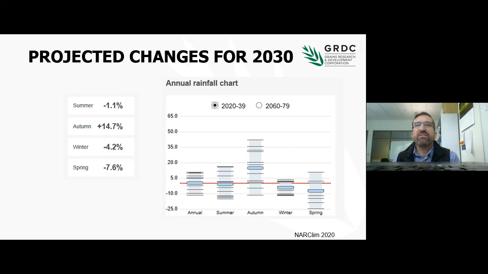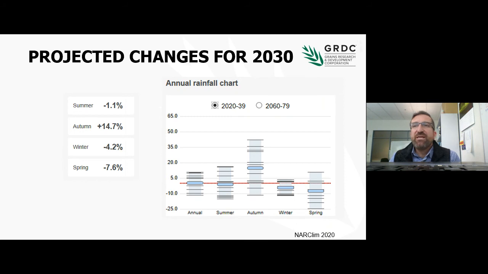Each of these bars shows the outcomes from a range of different models. The thin black lines represent an individual model output. The thick blue lines represent the average of that range. So you can see that annually, the blue line showing the average of that range indicates little change, maybe a very, very slight decline in annual rainfall, potentially a slight decline in summer, potentially increases in autumn rain, but declines in winter and spring of the order of about 4 to about 7% by 2030.